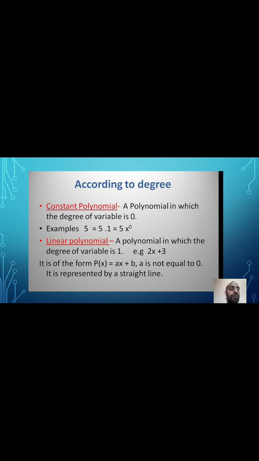Then linear polynomial. Linear means the polynomial in which the maximum degree of the variable is 1. You can see in the example 2x plus 3. Here the power of x is only 1. So in such cases where the variable has only one power, that comes under the category of linear polynomial. The general form of a linear equation is ax plus b, where a is not equal to 0, and it always represents a straight line.